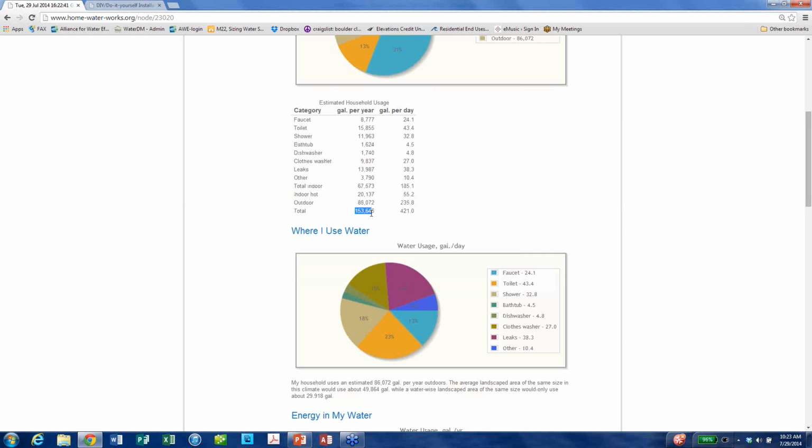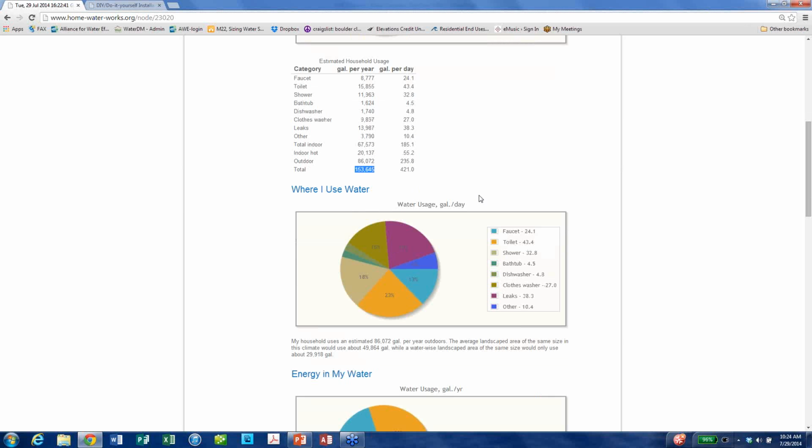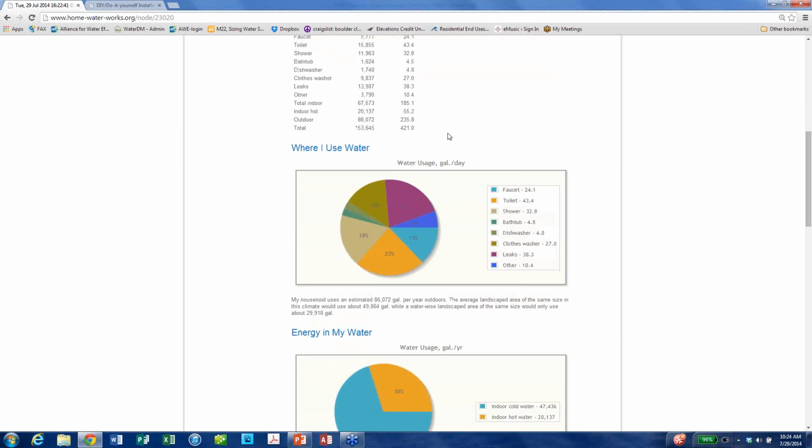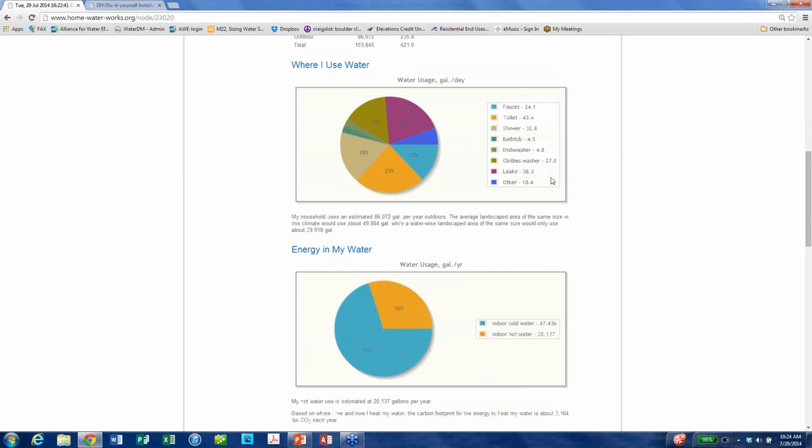And then with a total of about 153,000, 154,000 gallons per year, which isn't all that far off from what I actually use. I think I put the landscape size a little bigger than the actual. This shows water use per day indoors.